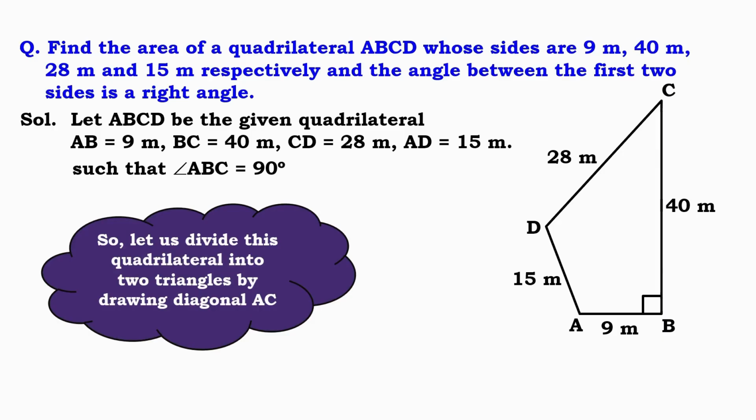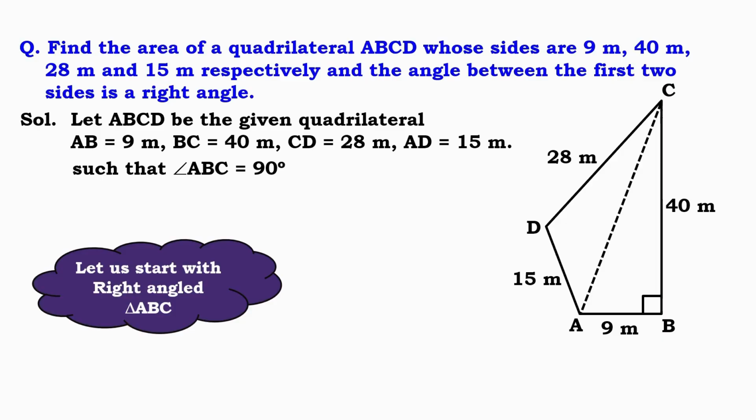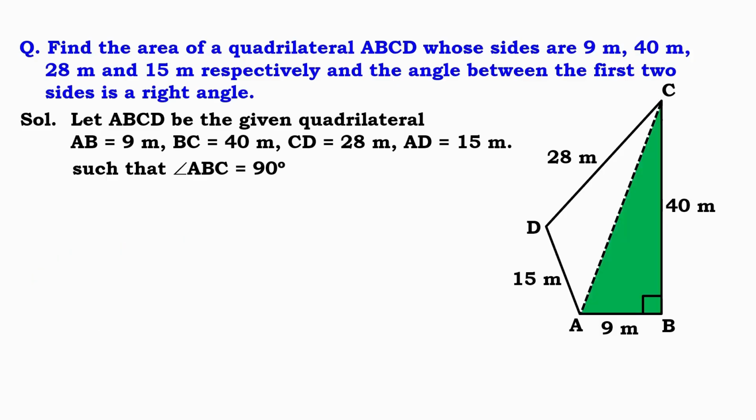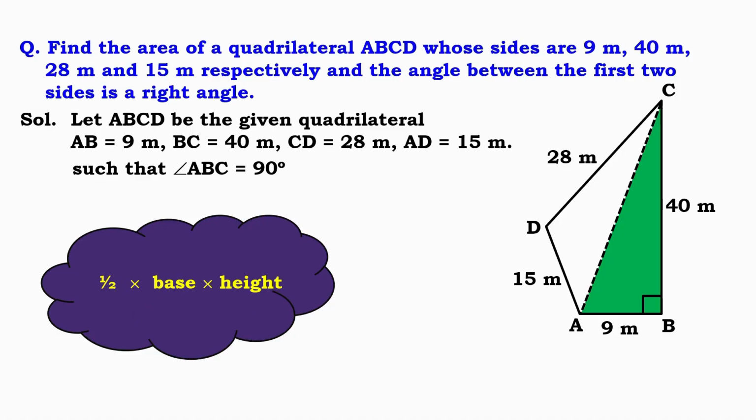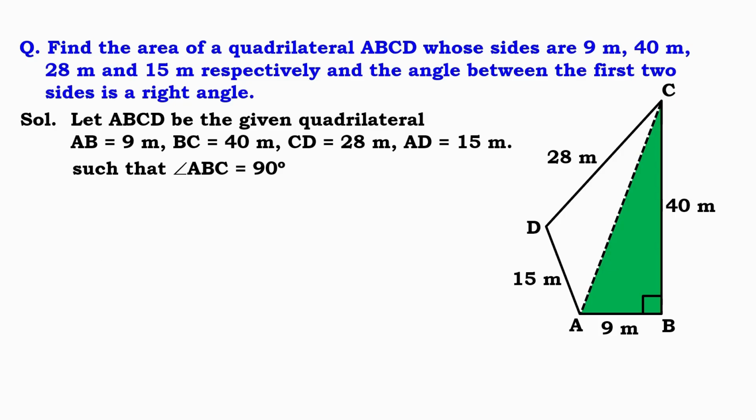So now let us divide this quadrilateral into two triangles by drawing diagonal AC. We know that whenever we join a diagonal of a quadrilateral, it divides the quadrilateral into two triangles. So let's join this. Now let us start with the right angle triangle ABC. Here base and height are given. Now what is the formula to find the area of a right angle triangle? That is half into base into height. So let's apply that formula over here.